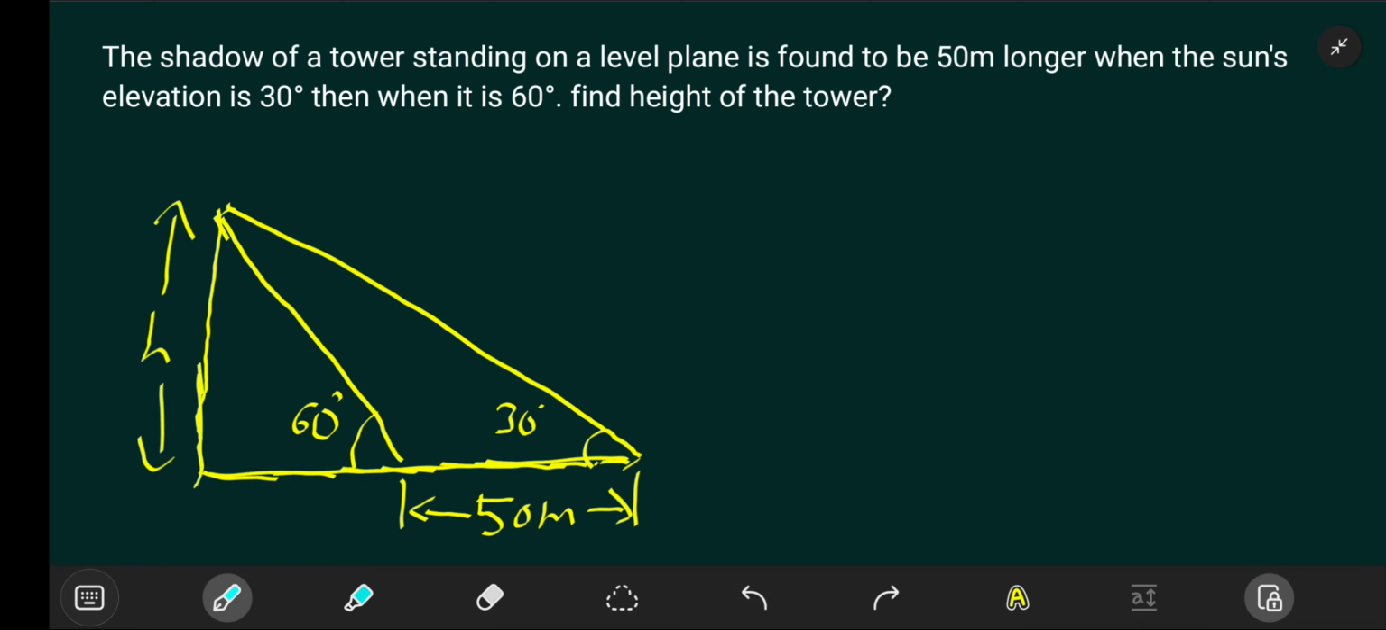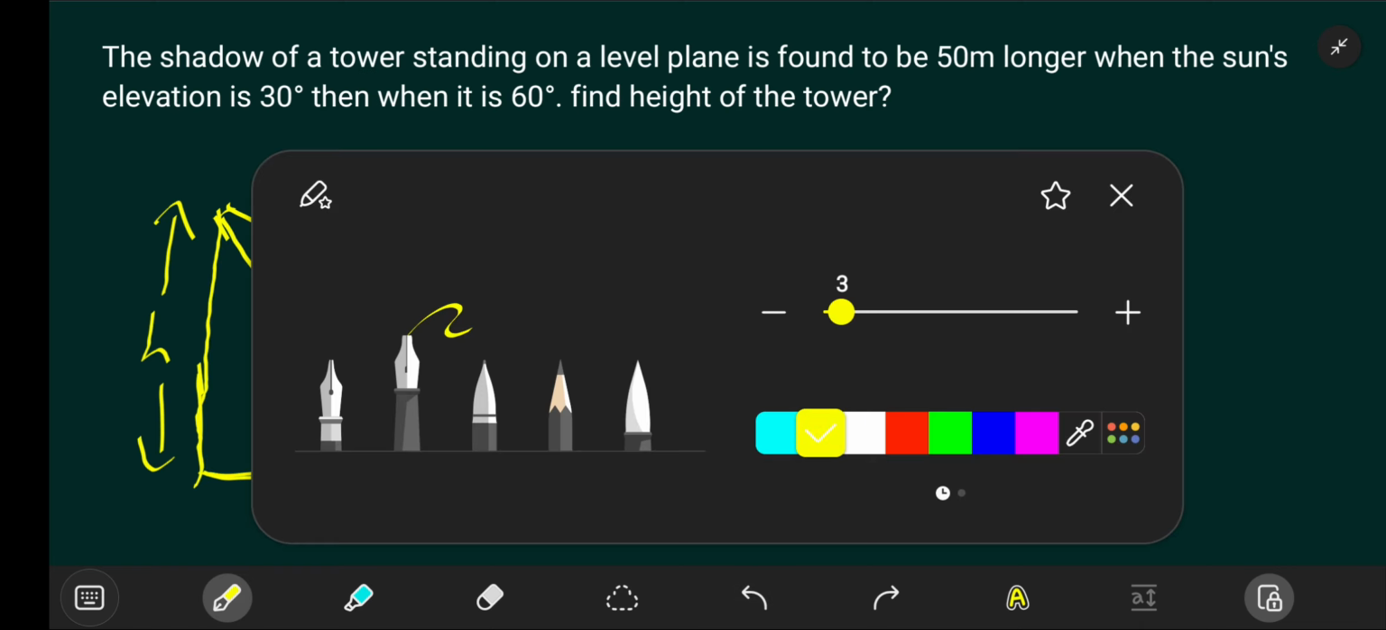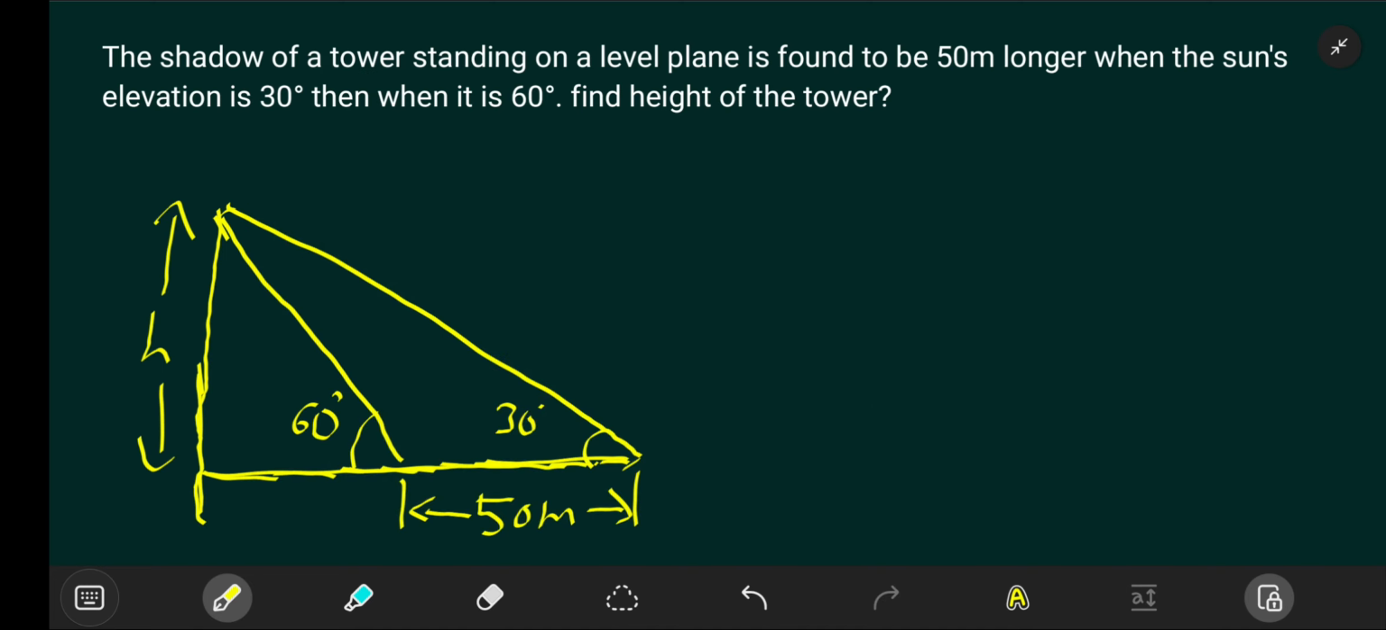So let this length, from the bottom of the tower up to the point of 60 degrees elevation, be x. I assumed it as x. I consider it as x. Okay.